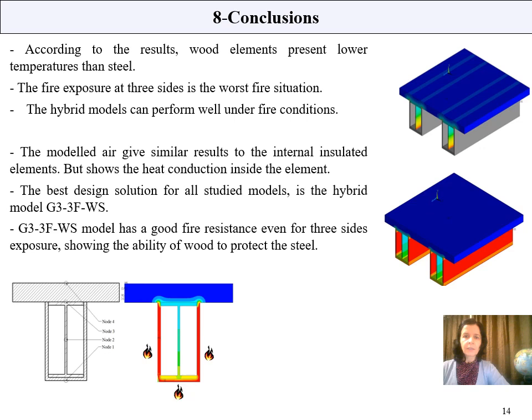And finally, some general conclusions. According to our numerical results, wood elements present lower temperature than steel. The fire exposure at three sides is the worst fire situation in general, and the hybrid models can perform well under fire conditions. The model here gives similar results to the internal insulated elements, but shows the heat conduction inside the element. The best design solution for all study models is the hybrid model, geometry number 3, in the combination with wood and steel materials.